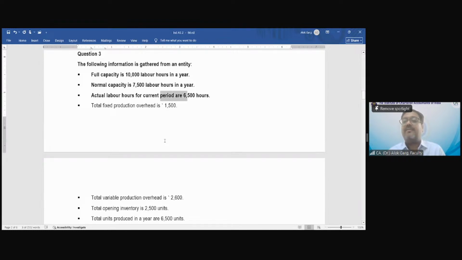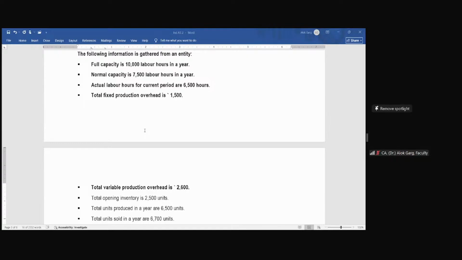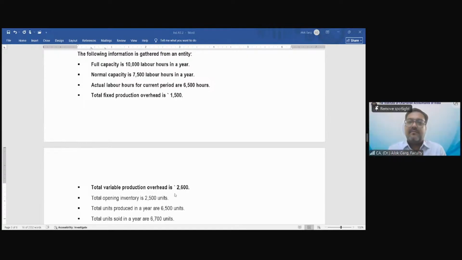Actual labor hours for the current period are 6,500. Total fixed production overhead is 1,500. Variable production overhead is 2,600. Tell me the answer to a question: whether fixed overhead per unit is fixed or variable overhead per unit is fixed.